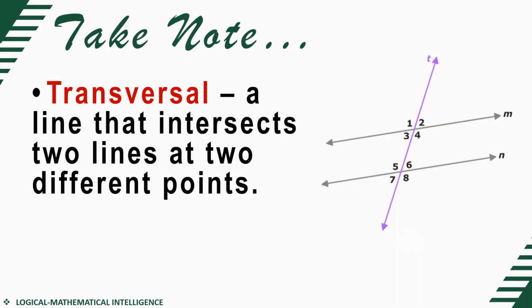Now first let's define what is a transversal. It's a line that intersects two lines at two different points. As you can see in our illustration, this line T is considered our transversal since it intersects two parallel lines, line M and N, at two different points.